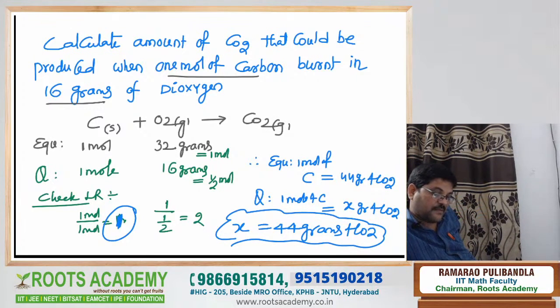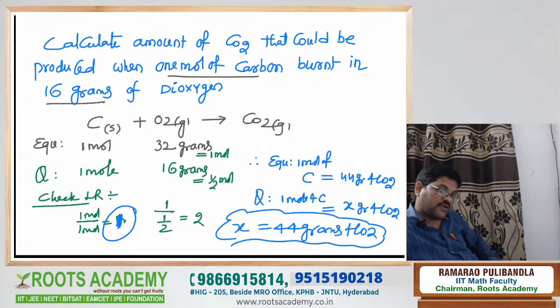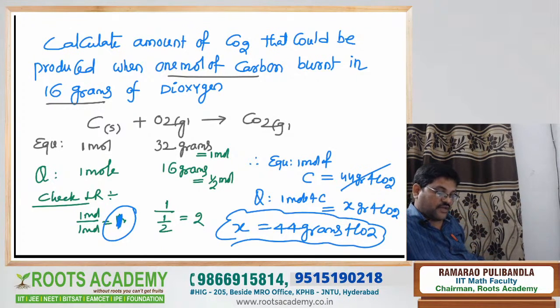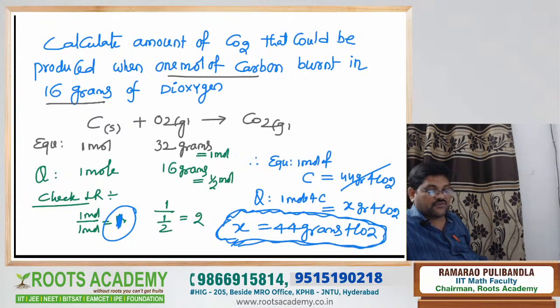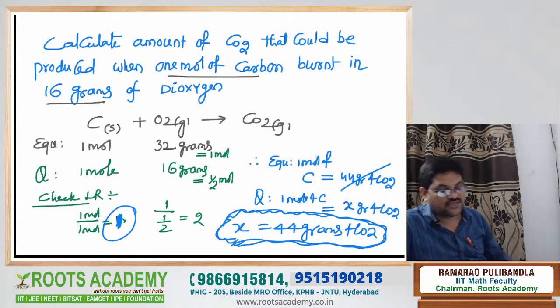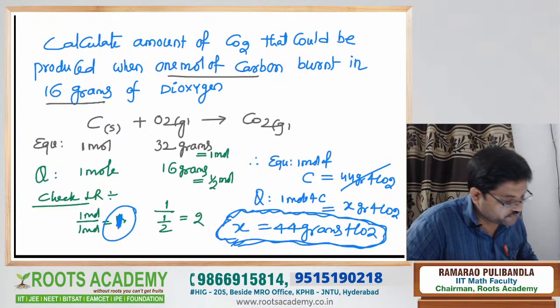Repeat once again, Nana. So for 1 mole of carbon, you get what? 44 grams of the CO2 according to the equation. According to the question, for 1 mole of carbon, you get what? X grams of CO2. That X is what? You get 44 grams of the CO2. The simple logic, no confusion in the logic. One of the beautiful questions.